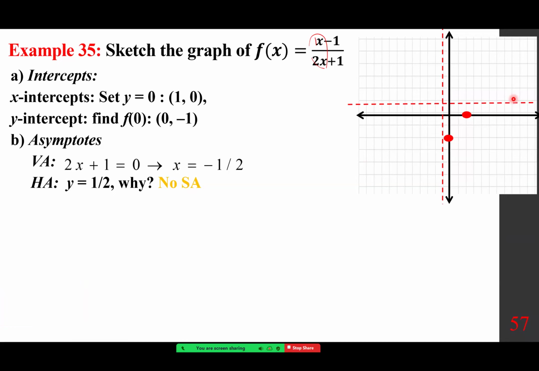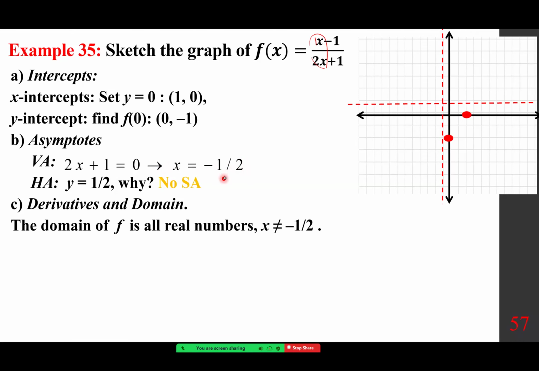So we have x equals negative 1/2 and y equals positive 1/2. Let's look at the derivatives and domains. The domain is all real numbers. Go back to the vertical asymptote. That's the thing: all numbers except this one. You're going to exclude negative 1/2. So how do we write it in interval format? Negative infinity to negative 1/2, union negative 1/2 to infinity.